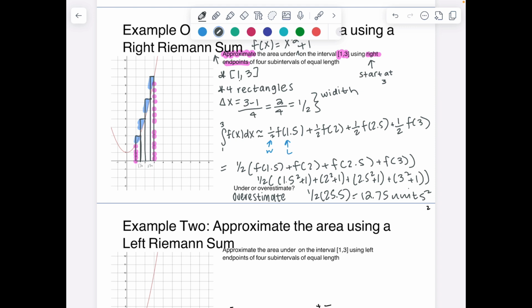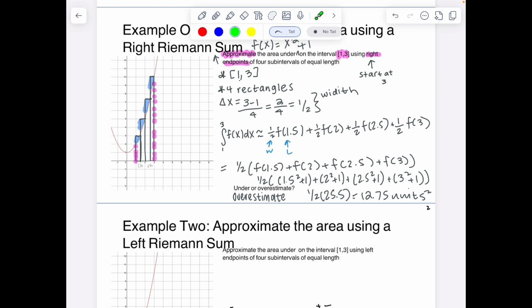I'm just typing it into Desmos real quick. That should be correct. And so our approximation for the area under the curve from 1 to 3, so we're basically approximating this space here from 1 to 3, it's going to be 12.75 units squared. But again, like we said, that's an over approximation.